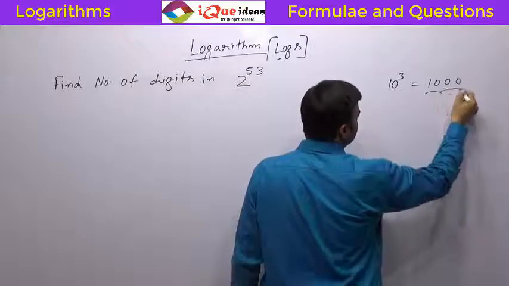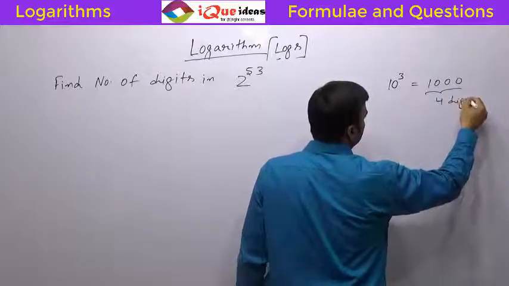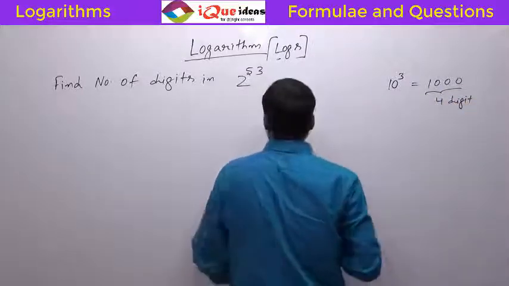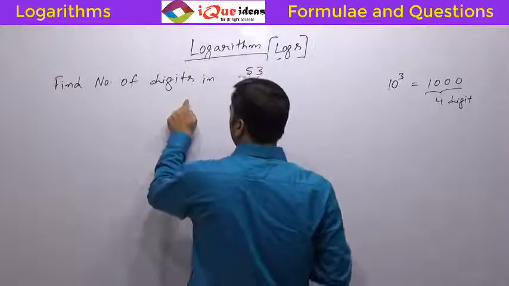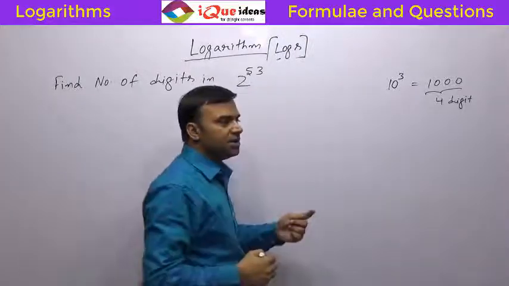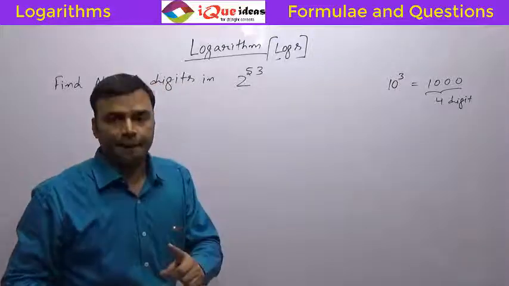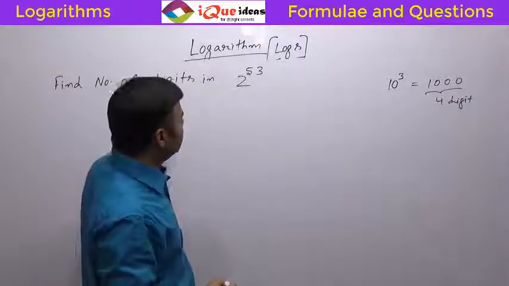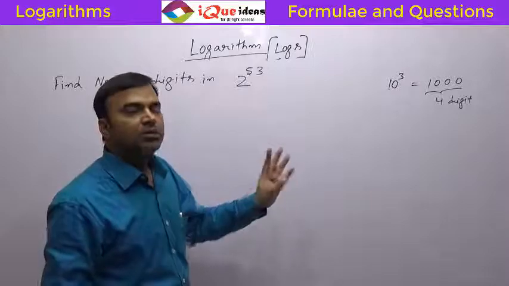So the number of digits is 4. Now how does this help? I'll tell you. To find the number of digits, now whenever we write a number, we follow the decimal system. Now decimal system means base 10. Alright. So to find the number of digits, we will be using log to the base 10.